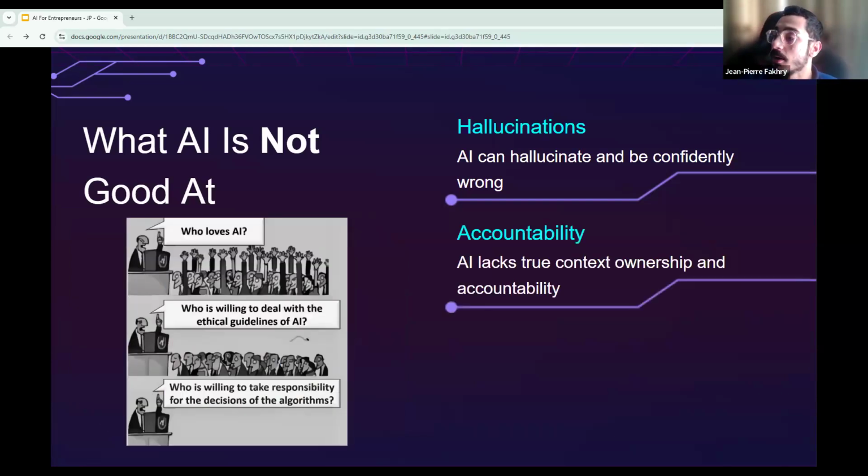Now, also, the second problem is accountability. So the AI does not own your business outcomes. So if it makes a wrong call on a loan application, a medical triage, or a hiring decision, you are responsible. You are personally responsible, not the model provider.